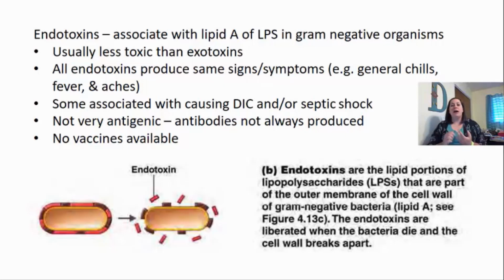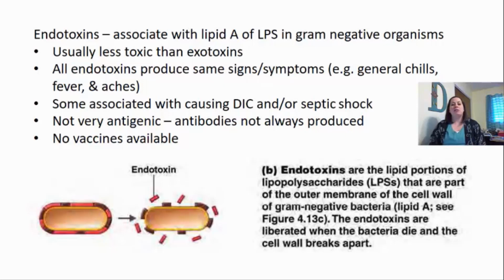All right, so when we talk about having those like chills and aches and pains from being sick, these could be caused by endotoxins. Some are associated with causing DIC. DIC can be a life-threatening condition where the body has clotted too much and used all its clotting factors, which means then they're bleeding somewhere else. All right, so it's kind of a vicious cycle of trying to figure out and keep clotting and bleeding under control, and it could also lead to septic shock. Endotoxins are not very antigenic, meaning antibodies are not usually produced against these guys, and so there's no vaccines available.